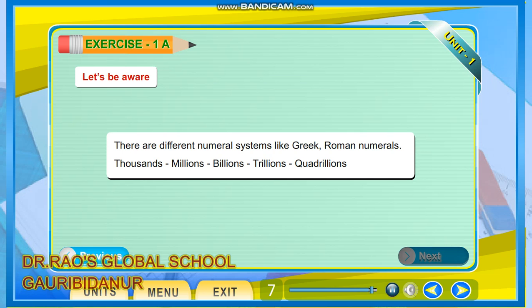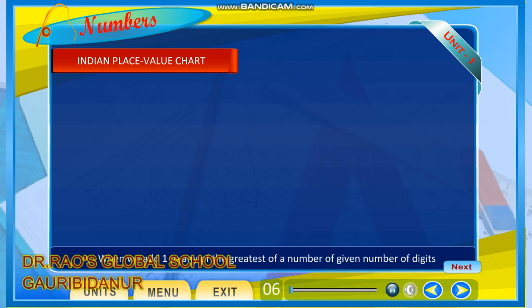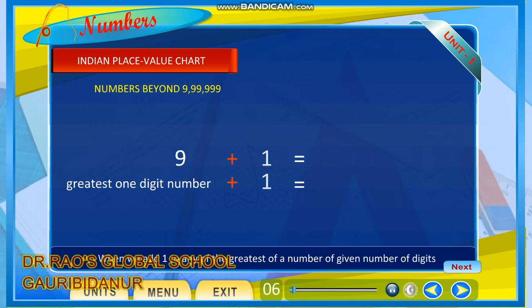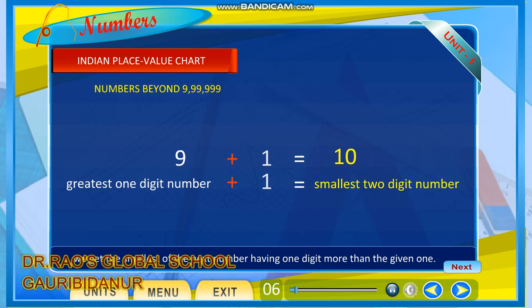Let's be aware, there are different numeral systems like Greek and Roman numerals, and names like thousands, millions, billions, trillions, quadrillions. Indian place value chart. Numbers beyond 9, 99, 999. When we add 1 to the greatest number of a given number of digits, we get the smallest number having one digit more than the given one.